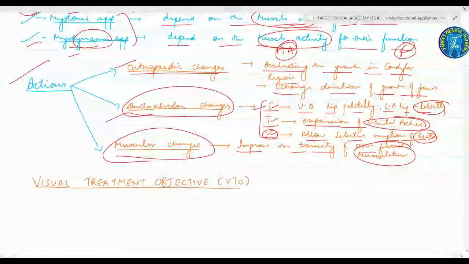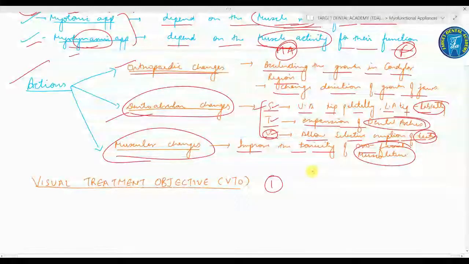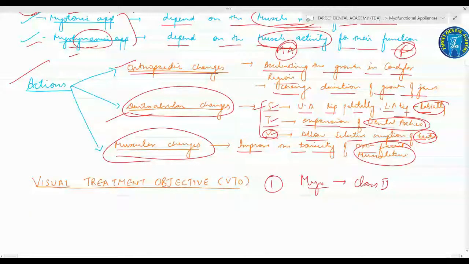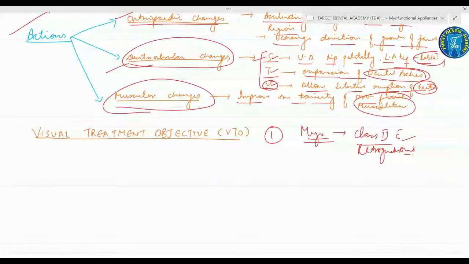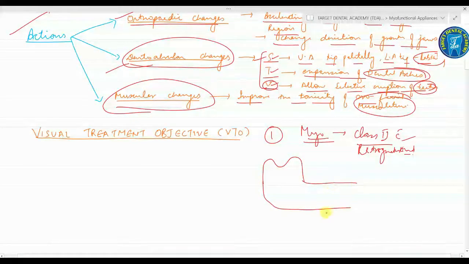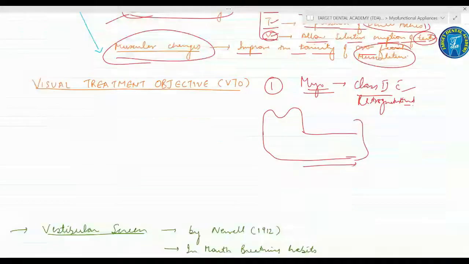Fine. So please remember the 2 points. Number one, the myofunctional appliances are mainly given in class 2 patients with a retrognathic mandible. Fine. So when we place the myofunctional appliance, we ask the patient to bring his mandible into the forward direction.